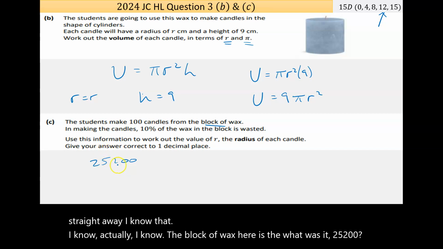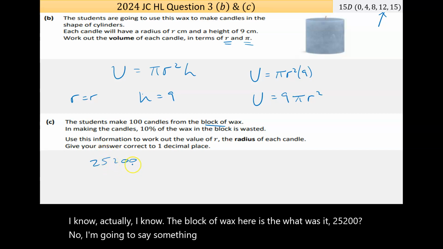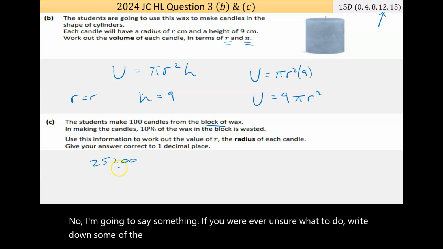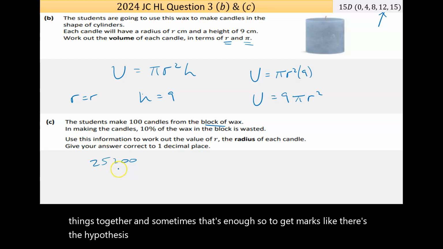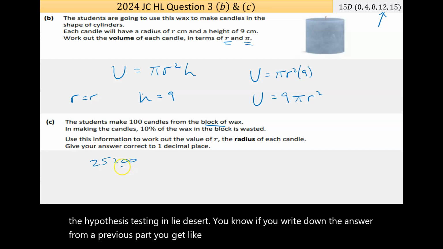Now, I'm going to say something here. If you were ever unsure what to do, write down some of the answers from the previous part and try to use them. Multiply two things together. And sometimes that's enough to get marks. Like there's the hypothesis testing in Leaving Cert. If you write down the answer from a previous part, you get the low partial. So that happens sometimes in Junior Cert.